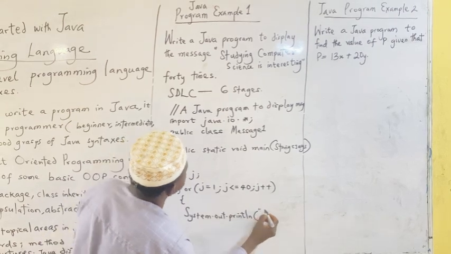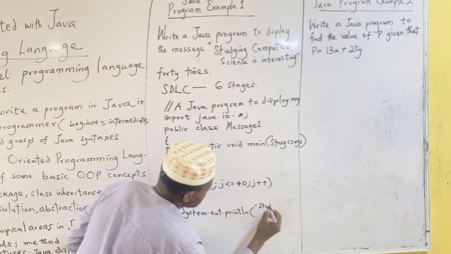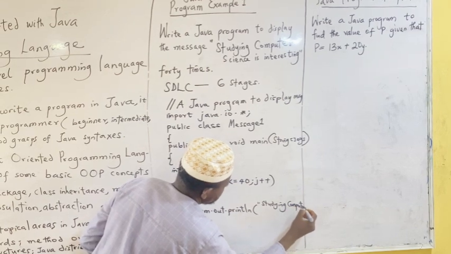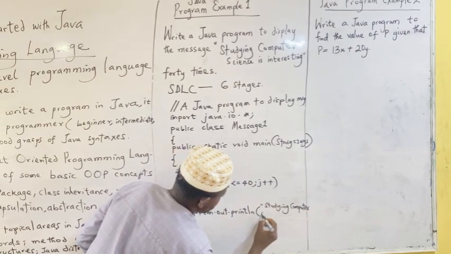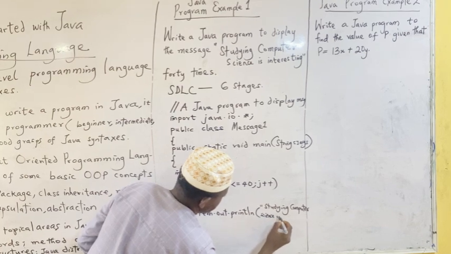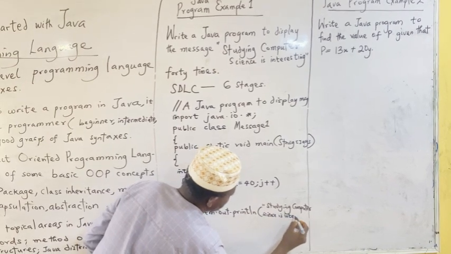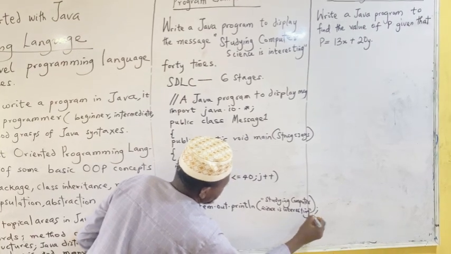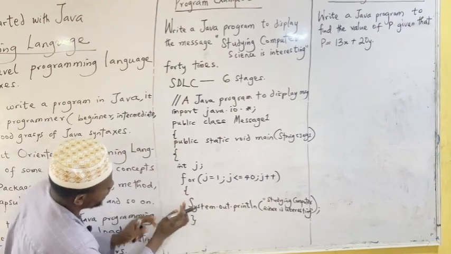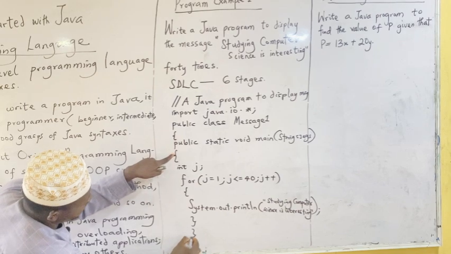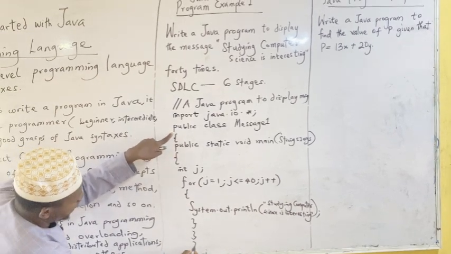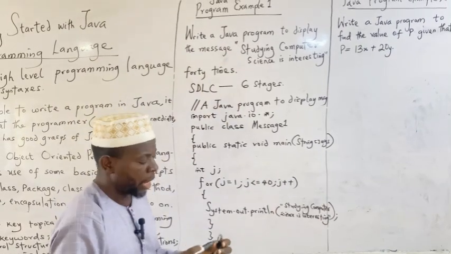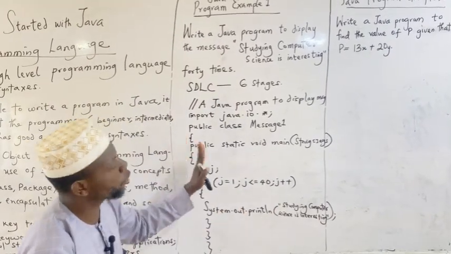The message is "Studying computer science is interesting." You put all that, that is the message prompt. And the way I've written this code, a closing brace for the for loop, a closing brace for the main method, and a closing brace for the main class. This is the solution for this problem. As programmers, you do not need to cram anything.